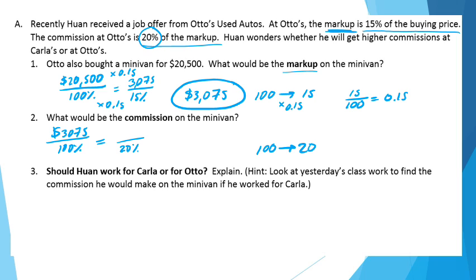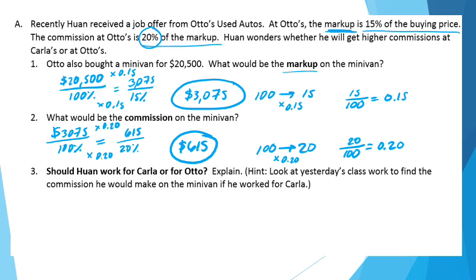So if I want to go from 100 to 20, I'm going to be multiplying by 20 hundredths. Again, I have to think about what 20 divided by 100 would be. That would give me 20 hundredths, or 2/10. So you can always double check. 100 times 20 hundredths would give me 20. So my scale factor is 20 hundredths. And so when I find 20 hundredths of 3,075, I get $615.